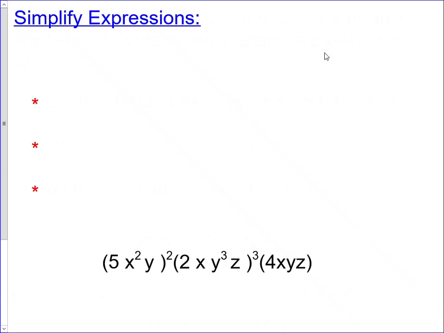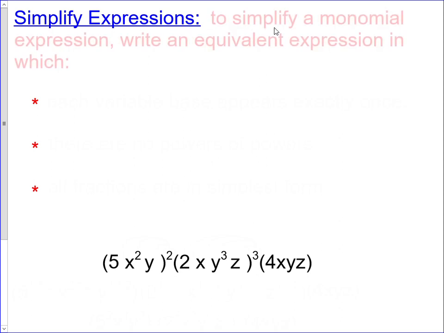Alright, in this final video we're going to talk about simplifying expressions. And to simplify these expressions, we're going to put everything we've learned over multiplying monomials to use. We're going to use product of powers, power of powers, and power of products. So let's just jump in and take a look at this.